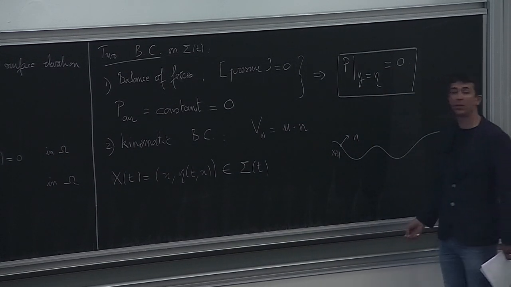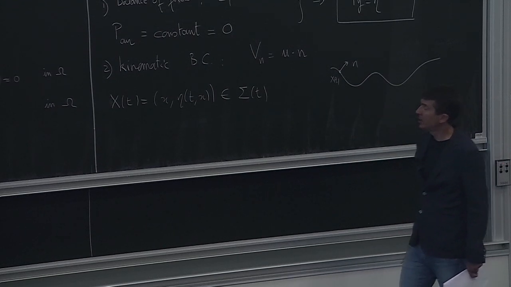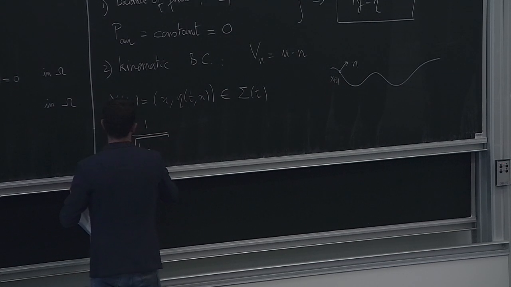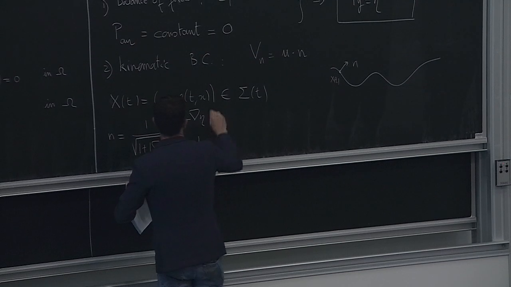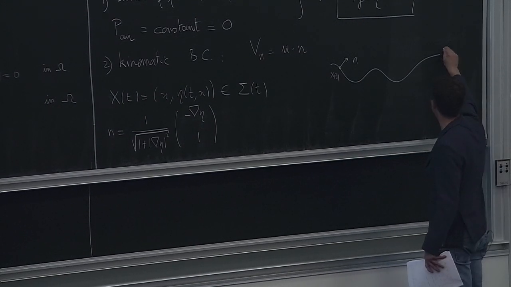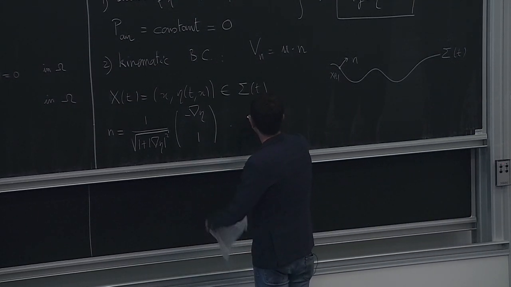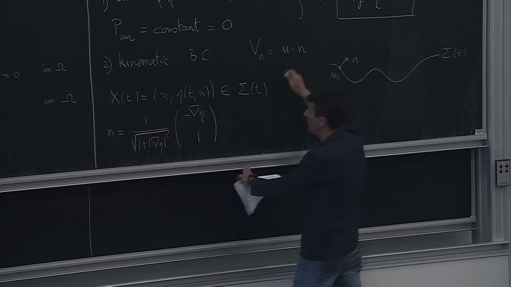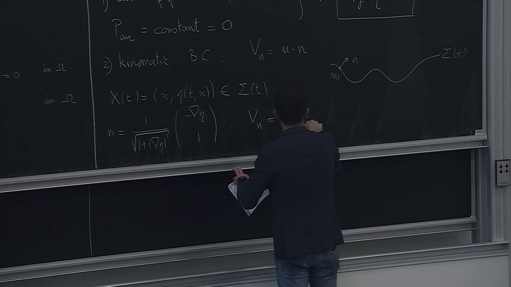Here you have the unit normal vector pointing towards the air, which is this vector, 1 over the square root of 1 plus gradient eta squared. This is a normal vector at the point x of t of the free surface. For this notation, u is the fluid velocity, n is the normal vector in R3, and the notation v index n refers to dx over dt dot n.